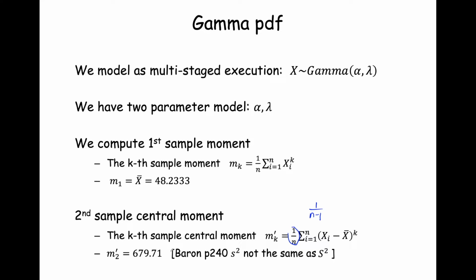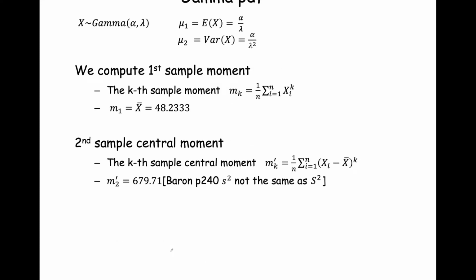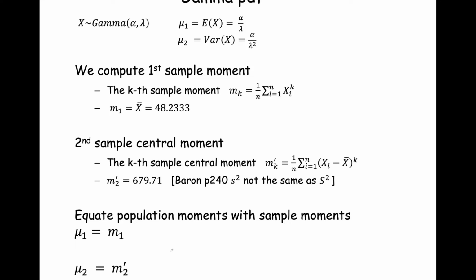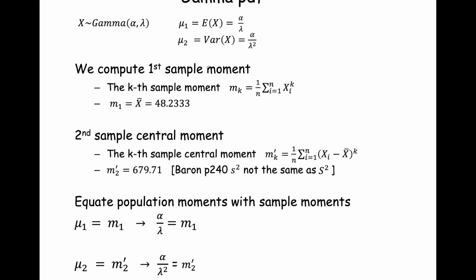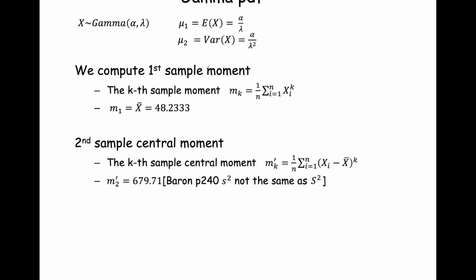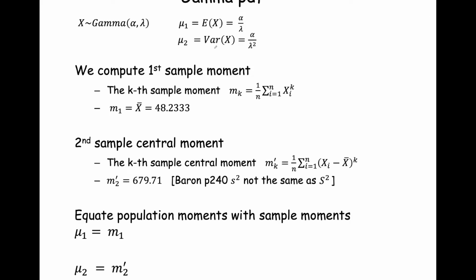Okay, so we just computed the first sample moment and the second sample central moment. So now let's look at mu1 and mu2. From the gamma distribution, we know mu1 is equal to alpha upon lambda, and mu2 is equal to alpha upon lambda squared. Now, for our sample moments, the first one, x bar, is equal to 48 and change, and m2 prime is equal to 679 and change.